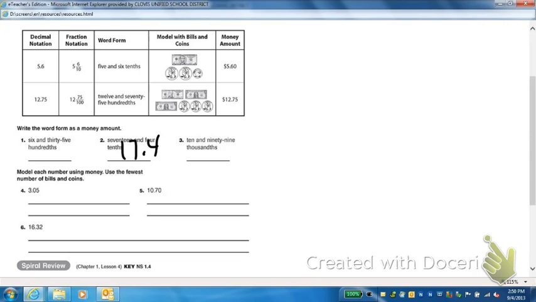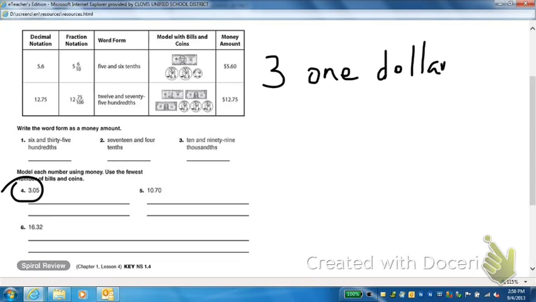For 4, 5, and 6, it says model each number using money. Use the fewest number of bills and coins. The fewest. So if it's asking for 50 cents, you'd say 2 quarters. You don't want to say 5 dimes or 4 dimes and 2 nickels. Let's try number 4. The way you would make that would be 3 $1 bills and 1 nickel. And that is all you're doing for number 4, 5, and 6.